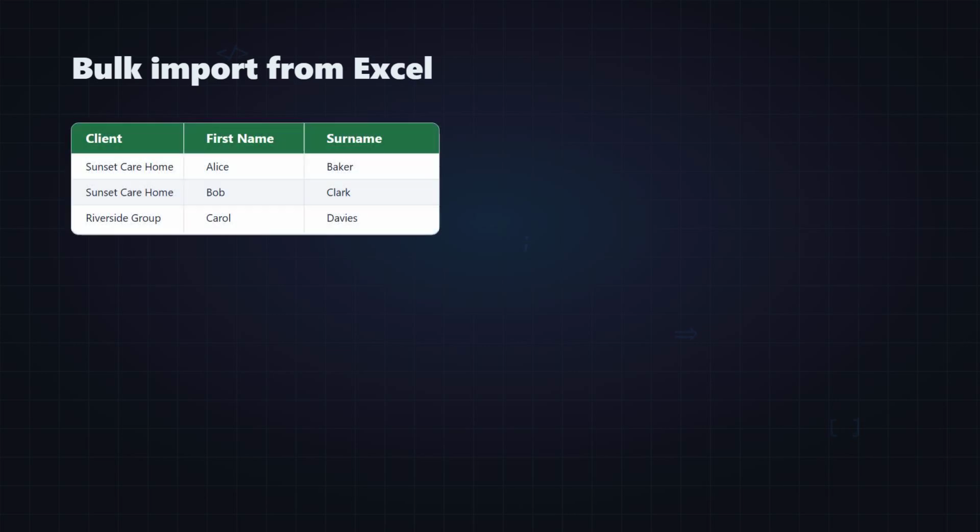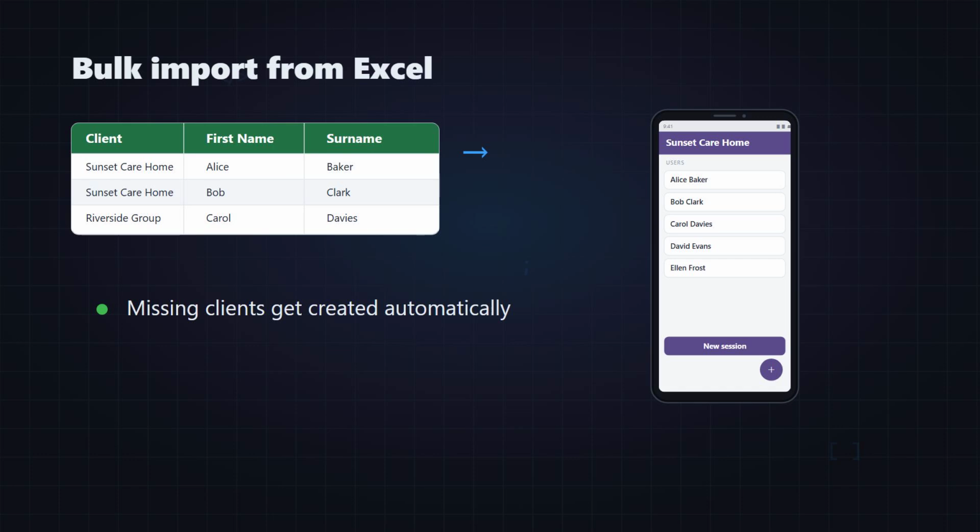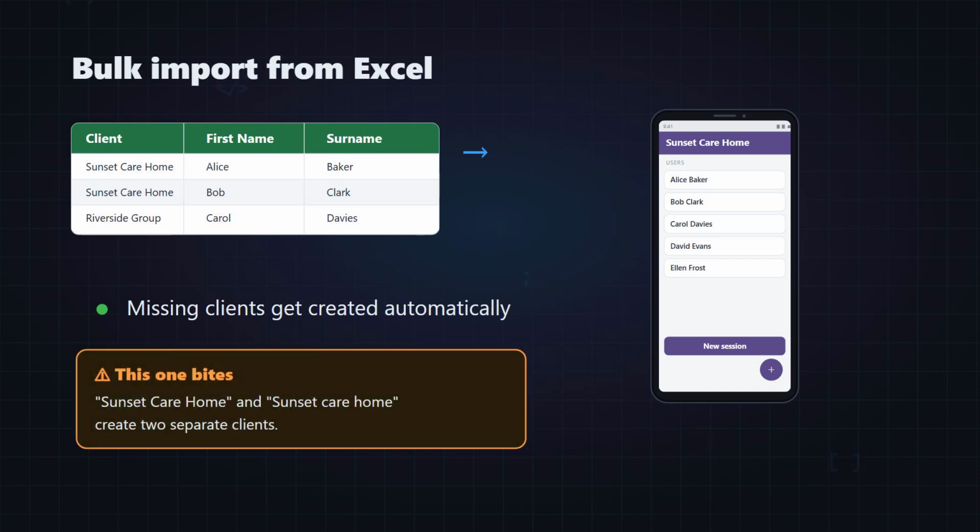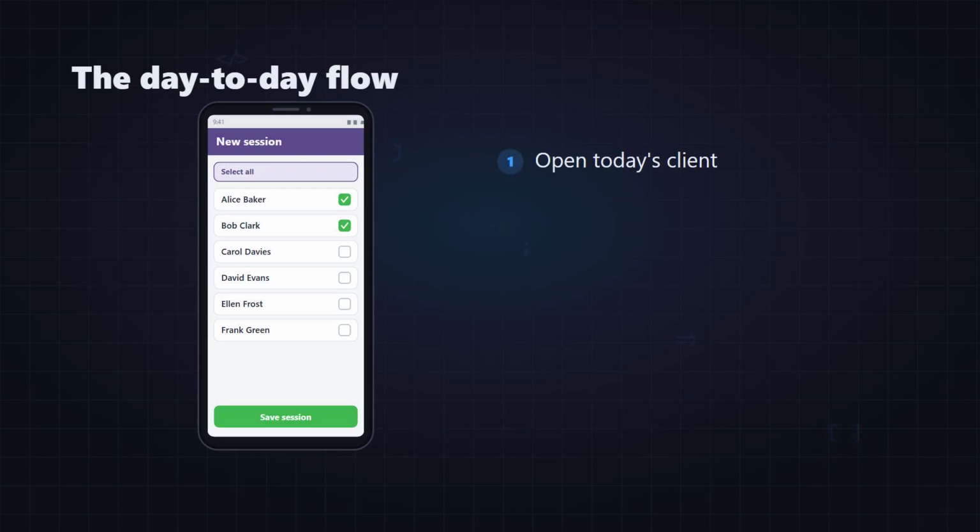But typing 80 names one at a time is miserable, so there is a bulk import. Tap the upload icon on the client screen and hand it a spreadsheet with 3 columns. Client, first name, surname. If a client in that sheet does not exist yet, it gets created. The users get added underneath it. One warning though, and this one bites people. Keep the client name spelled identically on every row. Sunset Care Home with a capital C and Sunset Care Home with a small c will create two completely separate clients.